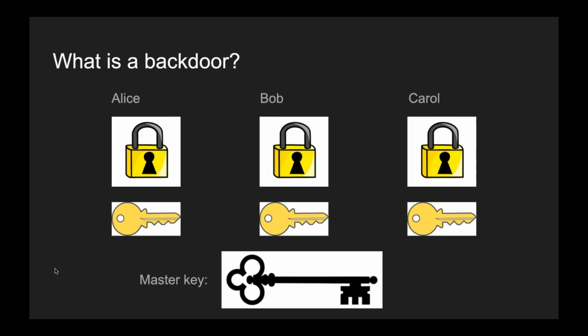So let's get into the details of my talk. What is a backdoor, specifically an encryption backdoor? Basically, it's a master key or a skeleton key, and it can open any of the locks and read any of the messages. So if Alice has her own lock and key, Bob has his own lock and key, Carol has her lock and key, a backdoor would be able to open any of the messages sent to Alice, Bob, or Carol, regardless of which lock and key they use.